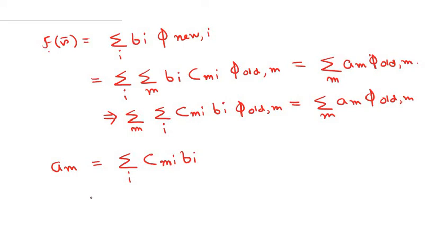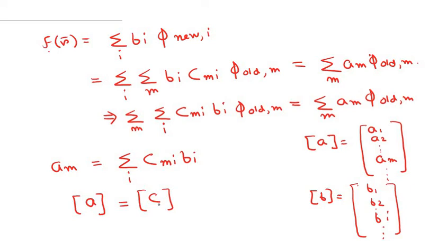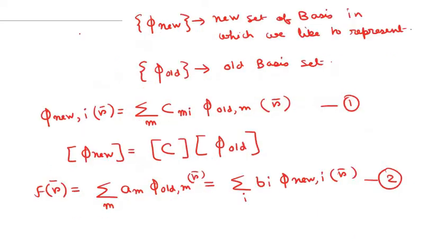So this means that if I form a row vector A with the help of these coefficients, where A is equal to A1, A2, and so on up to AM, and if I form a row vector B, where B is equal to again B1, B2, and so on, in that case this A vector is related to this B vector by again this matrix C, where C was the transformation matrix which connected between two basis vectors.